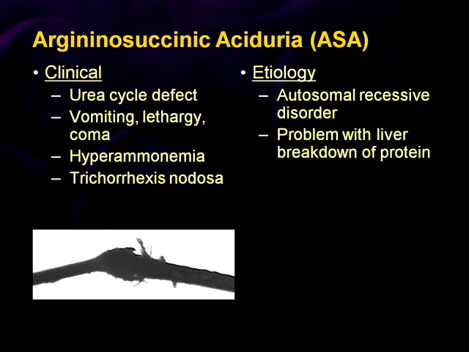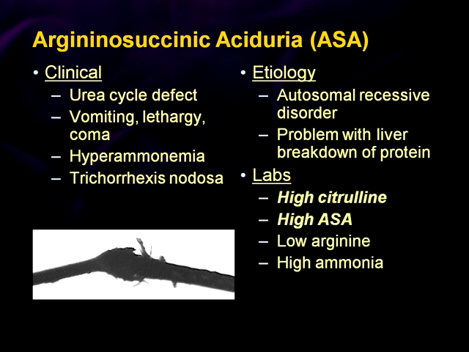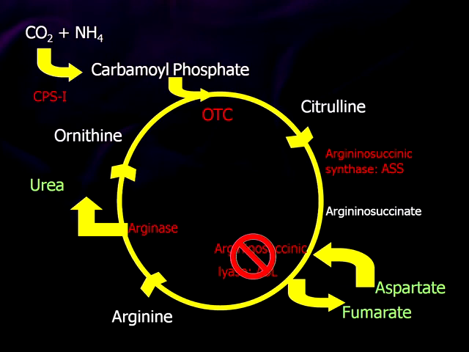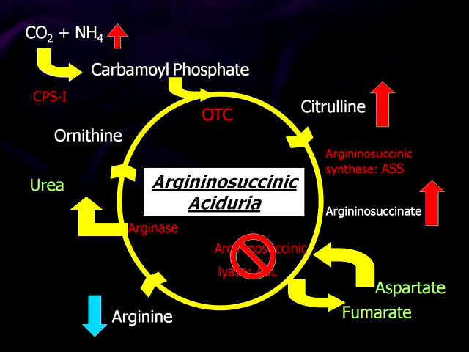It is recessive, problems with breakdown of protein. Now you're going to get high citrulline and high arginosuccinic acid, low arginine, and high ammonia. So we're now one more step down. So everything behind is going to go up. So arginosuccinate goes up, citrulline goes up, ammonia goes up. Arginine is still after the block, so it's still down. So this is arginosuccinic aciduria.